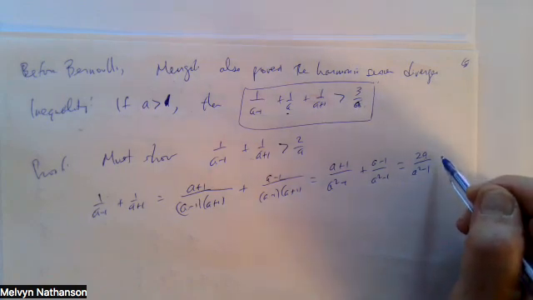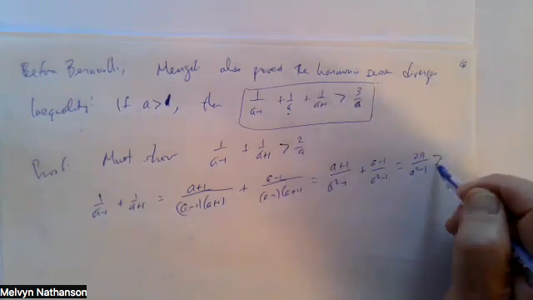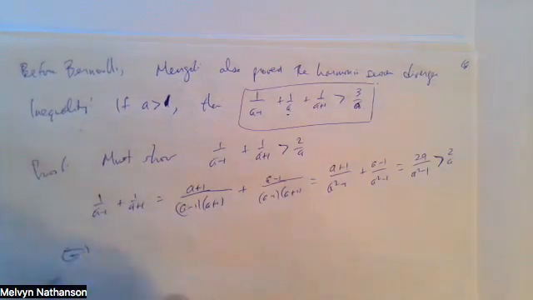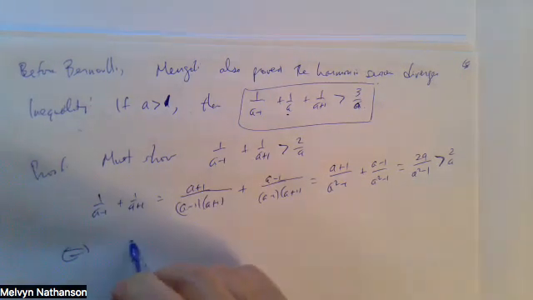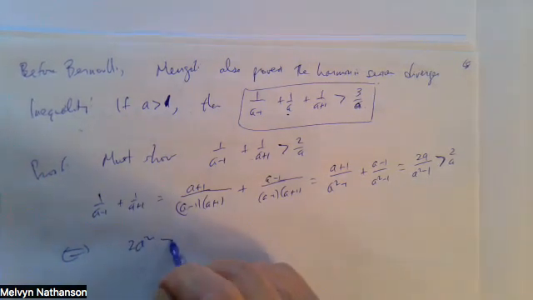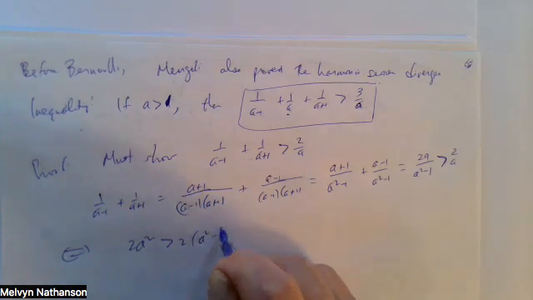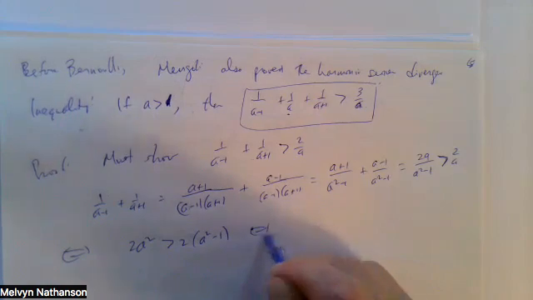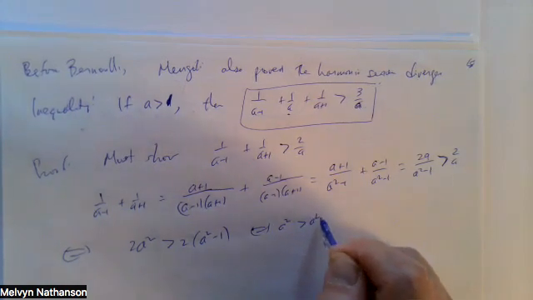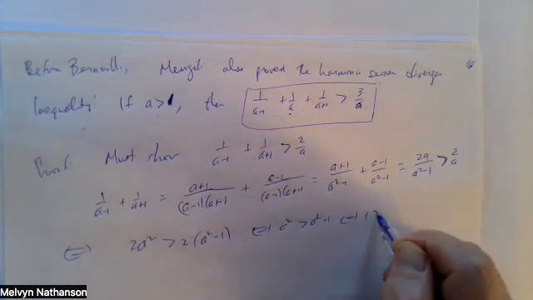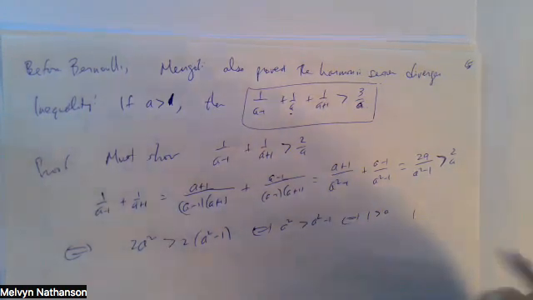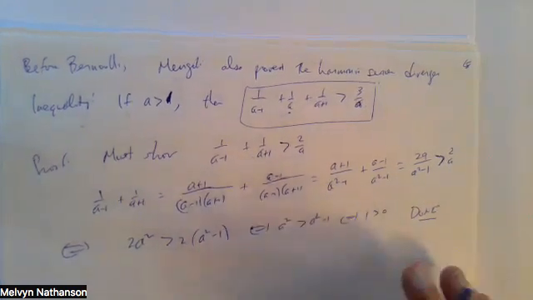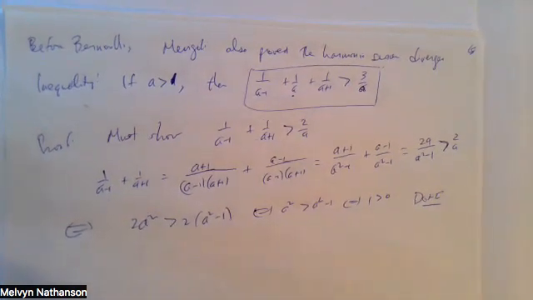And I want to show this is greater than 2 over a. So this is greater than 2 over a if and only if, when I cross multiply, 2a squared is bigger than 2 times a squared minus 1. Divide by 2: a squared bigger than a squared minus 1, or 1 is bigger than 0. So this is true. So we're done. So I just proved this inequality.